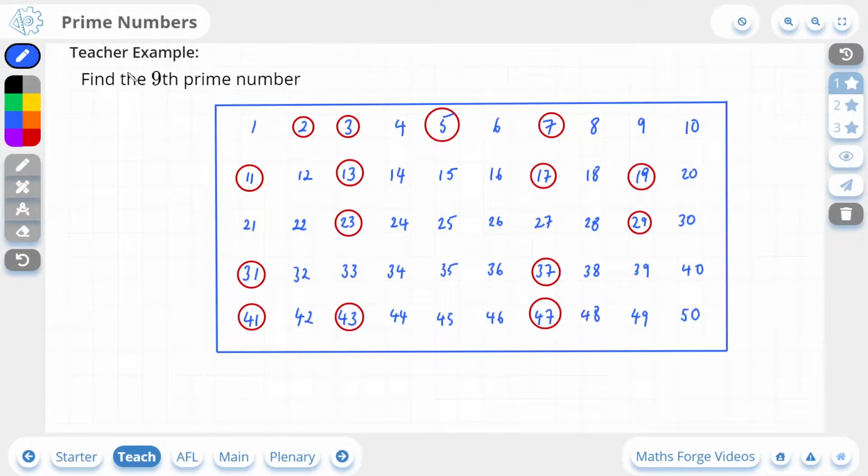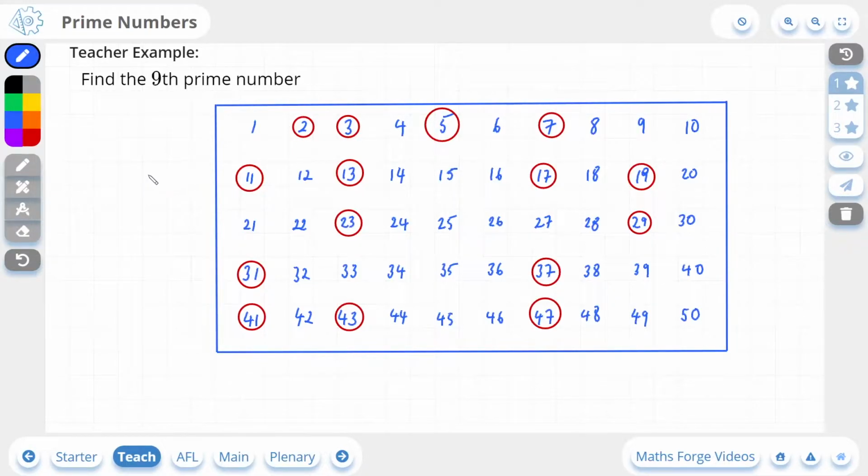In today's lesson, we're going to be doing prime numbers. So in front of us here, I've written down all of the numbers from 1 to 50, and I've circled in red all of the prime numbers. So I think before answering this question here, find the ninth prime number, let's talk about what a prime number is.